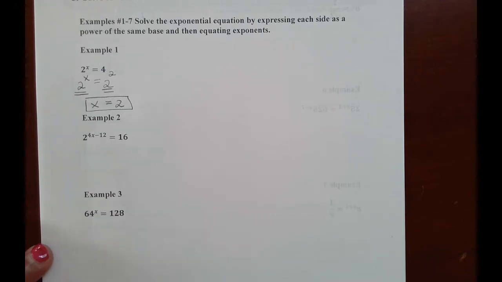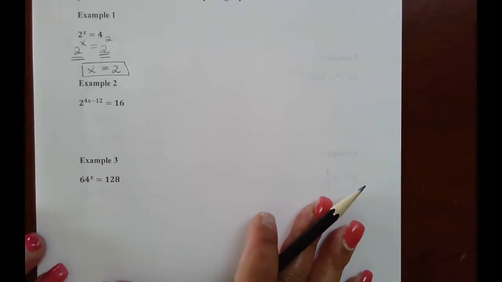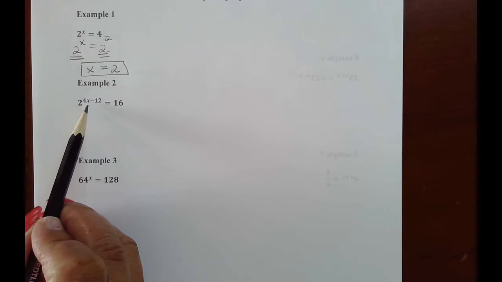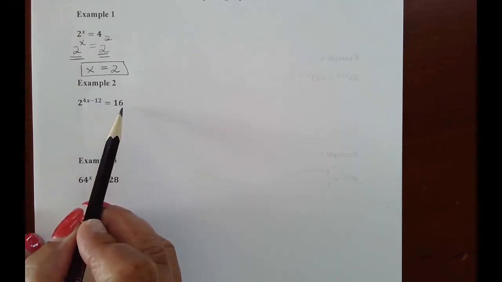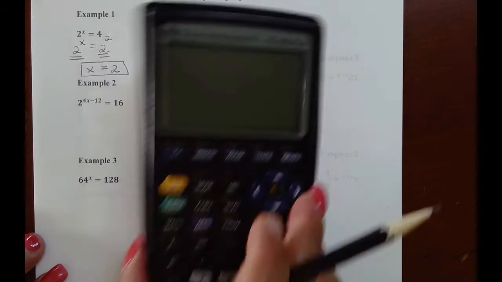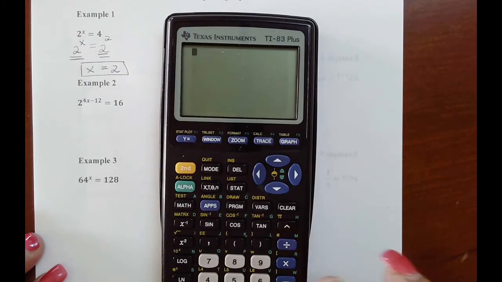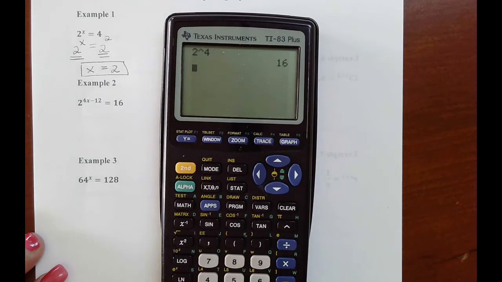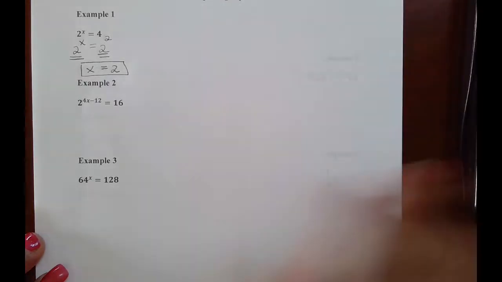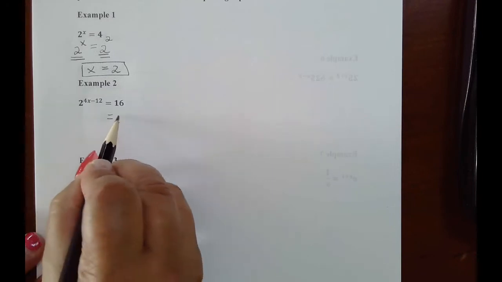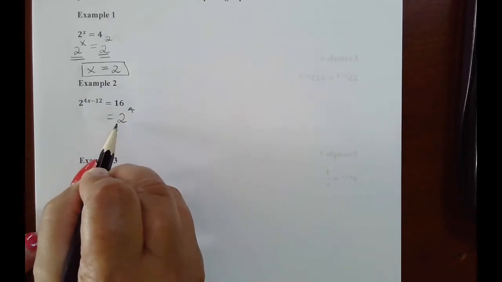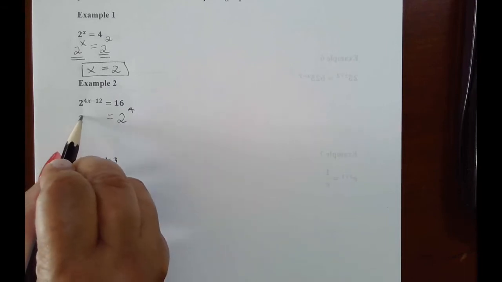In this one you're going to have to do a little bit more. Here you see that this side is expressed as base of 2 with an exponent of 4x minus 12, and this side can also be written using a base of 2. If you look in your calculator, or possibly you just know it, 2 raised to the 4th is 16. So 2 to the 4th is just another way of writing 16, but it allows us to write it in a way such that this base is equal to this base.